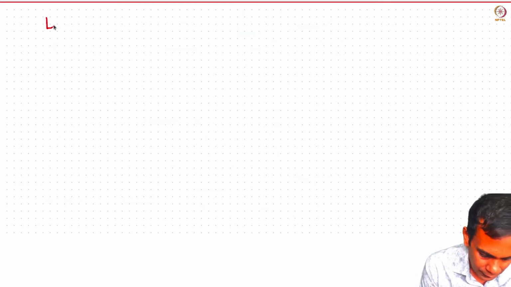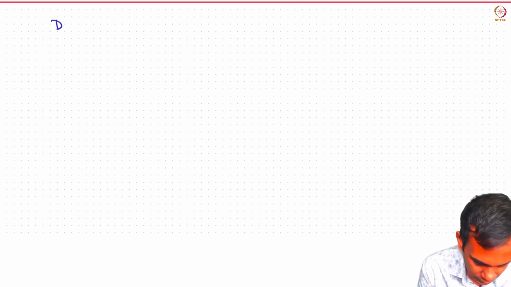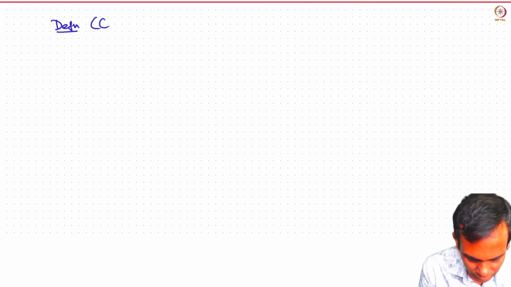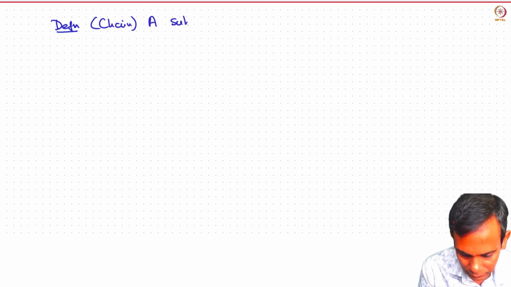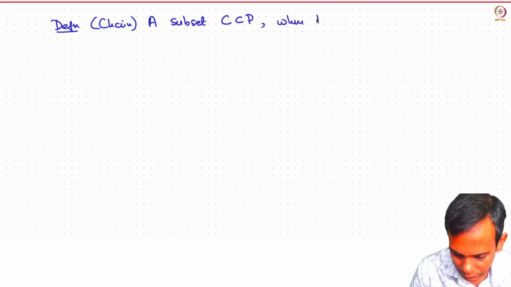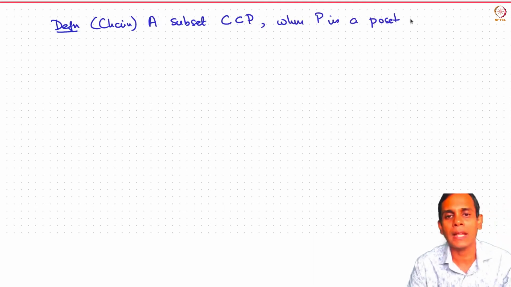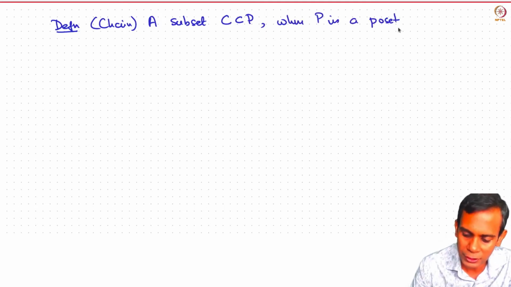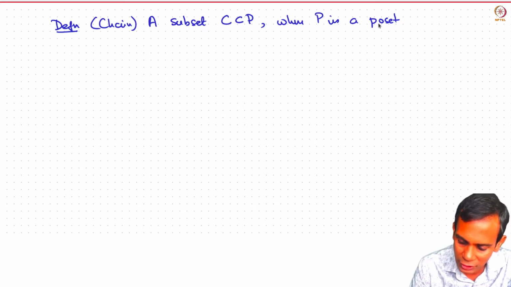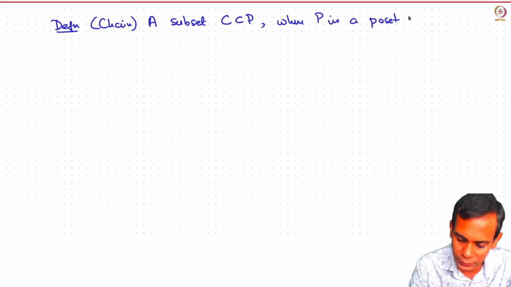So let P be a partially ordered set. So we define a chain, a subset C of P, where P is a partially ordered set. Now I'll use this shorthand poset to denote partially ordered set. So P stands for partially, O stands for ordered, and set. So poset is just short for partially ordered set.